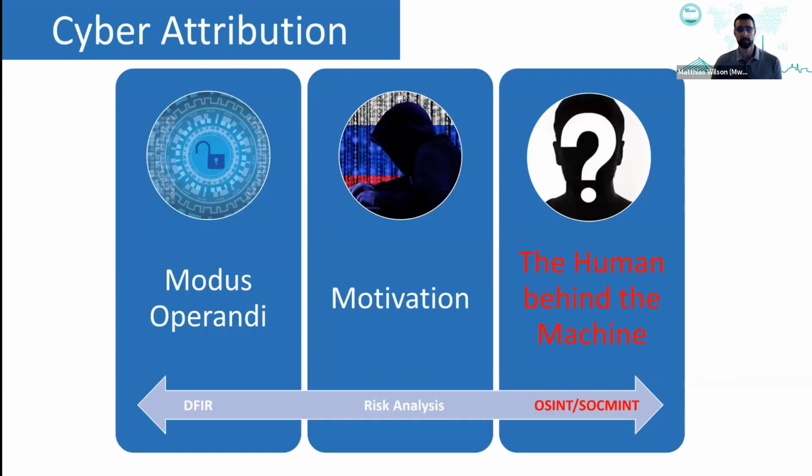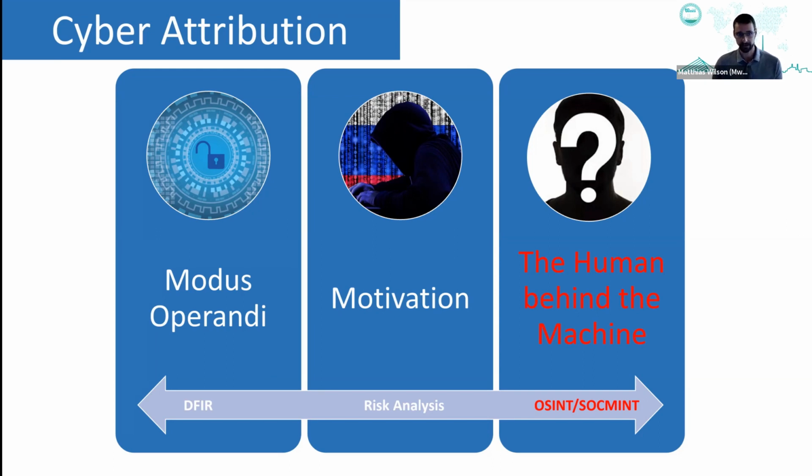And therefore, I'm on the right end of this spectrum. So for a lot of you attending this conference today, you'll probably be on the left side of this slide, looking into the modus operandi, the techniques that were used, the technology that were used. So basically summarizing this under DFIR. I personally go to the right end of this spectrum and look at the human behind the machine.